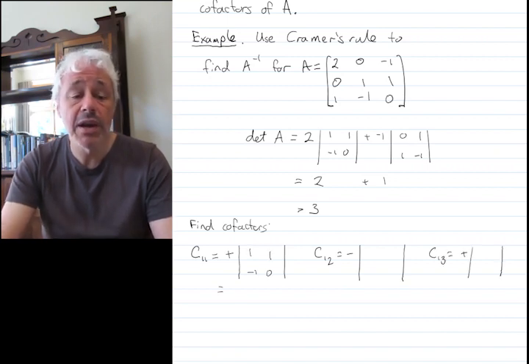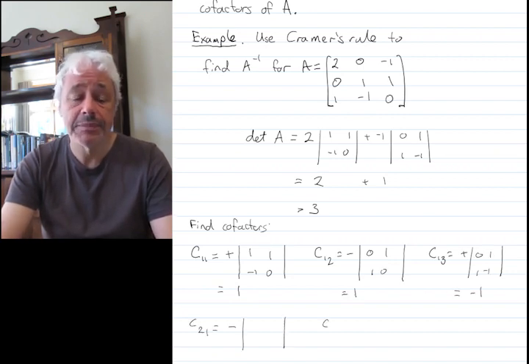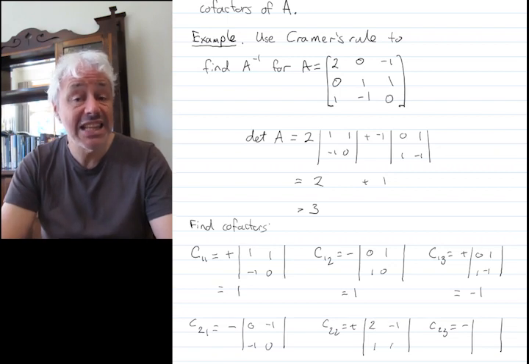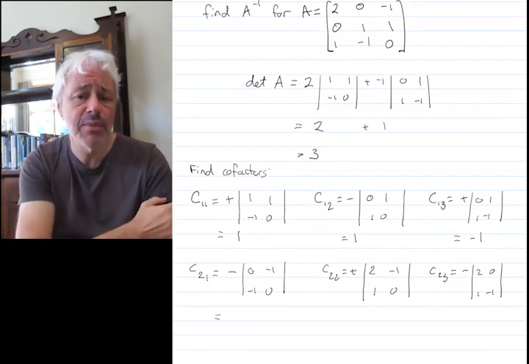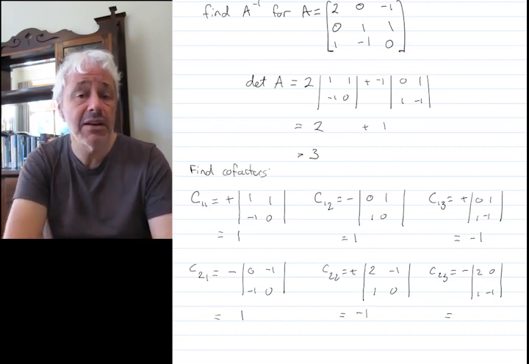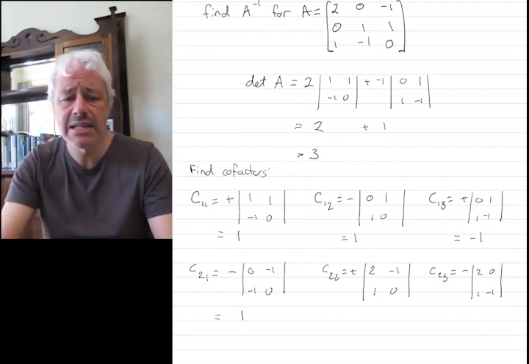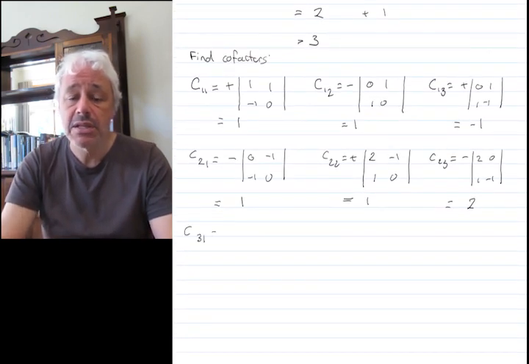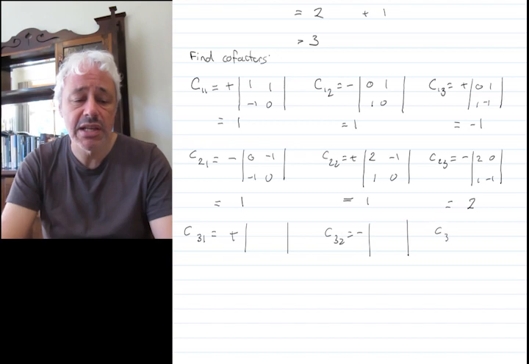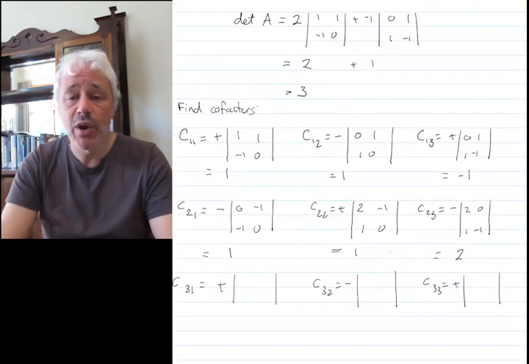So C11, cross out the first row and column. That gives me the matrix 1, 1, minus 1, 0. Take the determinant, I get 1. C12, the 1, 2 cofactor. Cross out the first row and second column. Take the determinant, introduce a minus sign, because remember the plus minus checkerboard pattern of signs enters into the cofactors. I get C12 is equal to 1. So I continue in this way. I'll let you check the details. I work out all the cofactors.